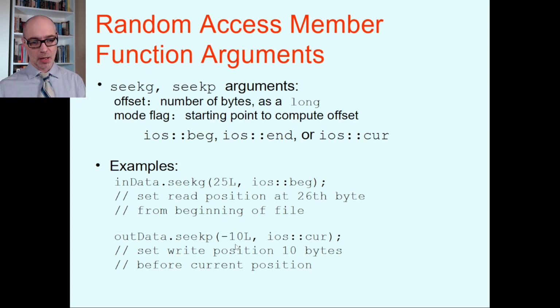That offset number can be positive if you want to jump further into the file. It can be negative if you want to jump backwards from where you started, back towards the start of the file. So here you have the number -10, written again as a long integer with that L notation. And here the mode flag is ios::cur. So you're jumping 10 bytes back from the current location, wherever that is. Okay, so a bunch of nice options there that you can use.